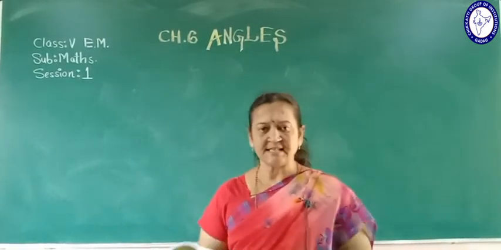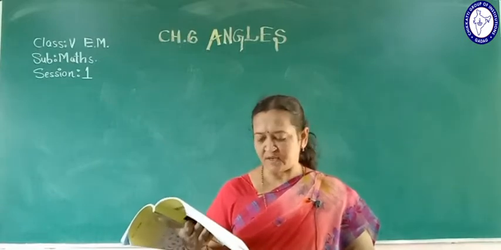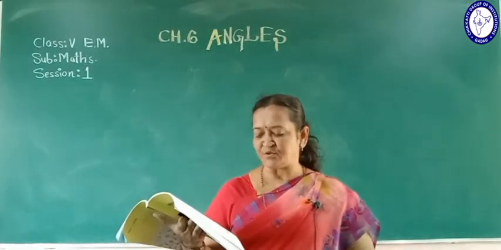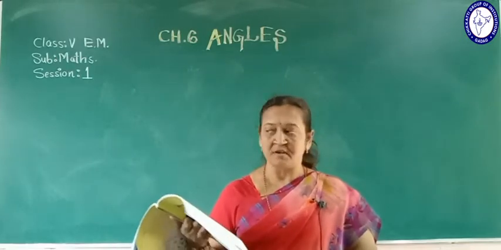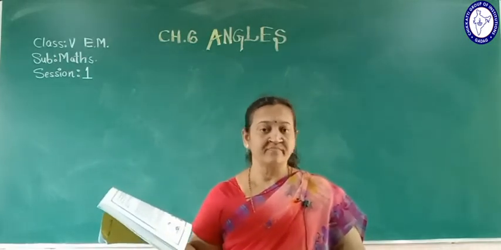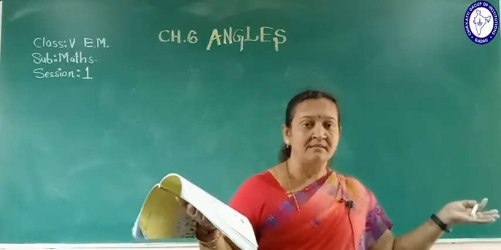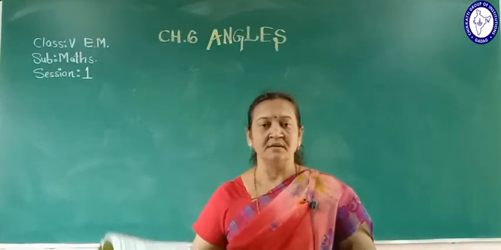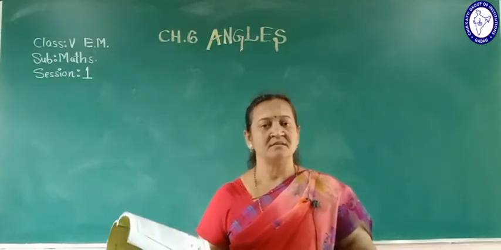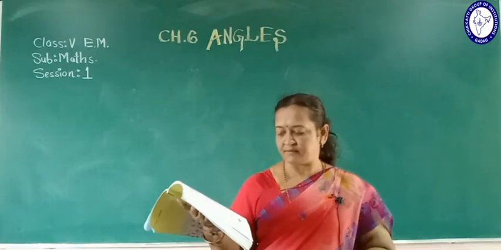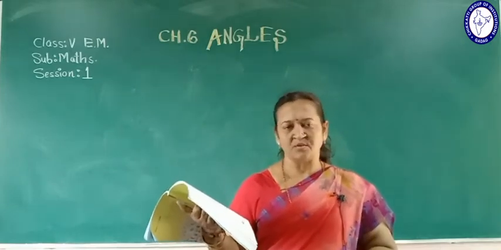Here in exercise 6.1, first one: observe your surrounding environment and list the situations where angles are formed. So you can write trees, pillars, doors, windows, tables, benches, racks. Okay, so there you will find angles. Write any 5 things.